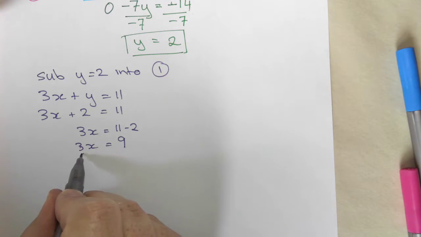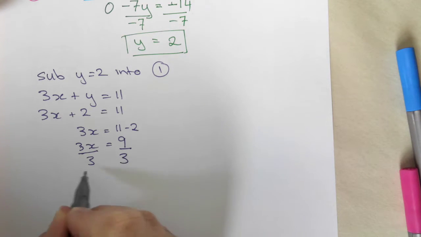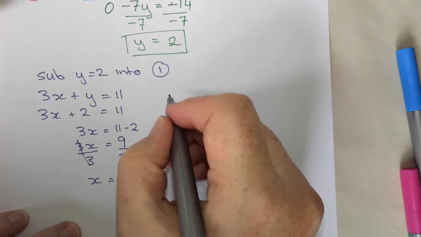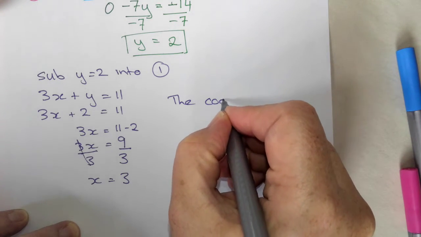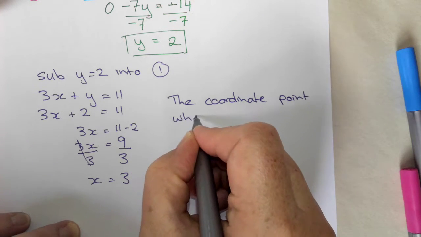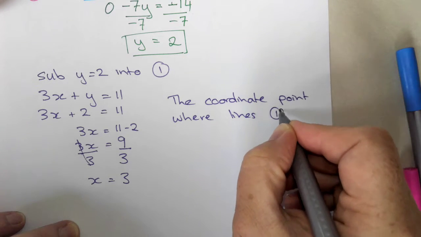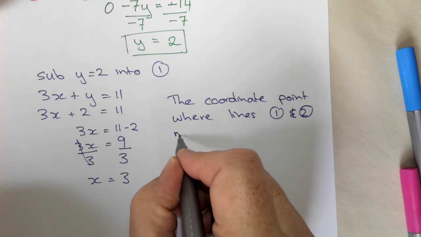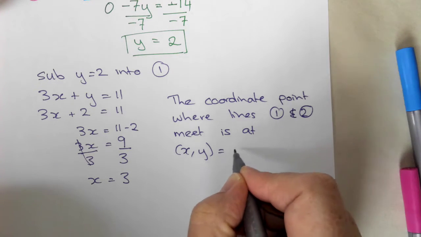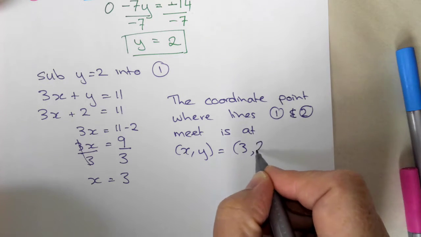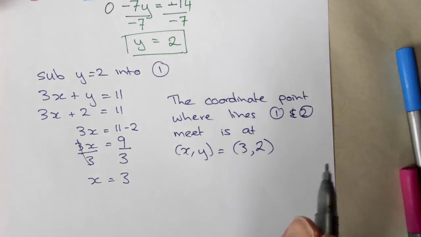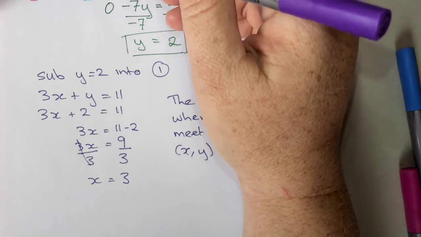And now I've got this 3x here, so divide both sides by 3 to leave me with x equals 3. So then we can say the coordinate point where lines 1 and 2 meet is at x, y is equal to, x is 3, y is 2. And there's our solution.